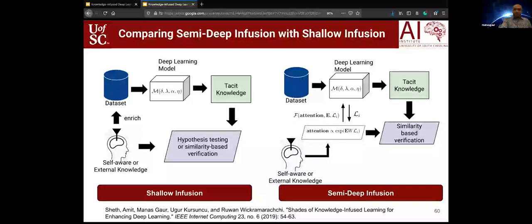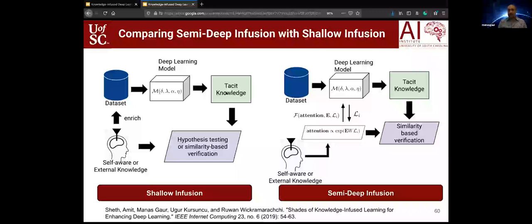Just a recap to compare shallow infusion and semi-deep infusion. In shallow infusion, you have a data set, and you want to enrich it with some external knowledge. You pass that modified data set to a deep learning model and get an outcome. Then you do hypothesis testing or a cosine similarity based verification between the outcome and the external knowledge that was used to improve the data set. So that's shallow infusion.